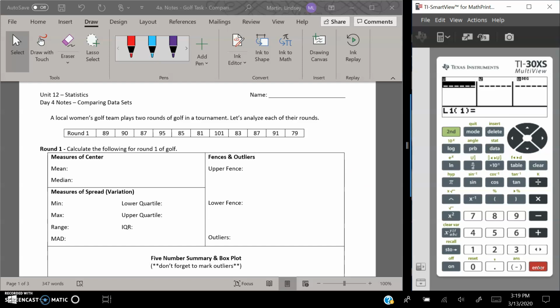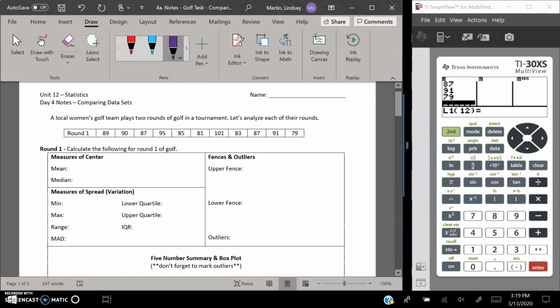Now we want to input all of our data points into our table. So we'll put in 89, press enter, 90, 87, 95, 85, 81, 101, 83, 87, 91, and 79. It's going to go into our list. When we count out how many data points we have, we have a total of 11 data points.